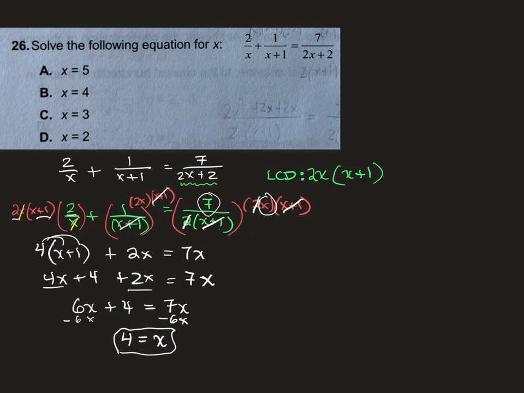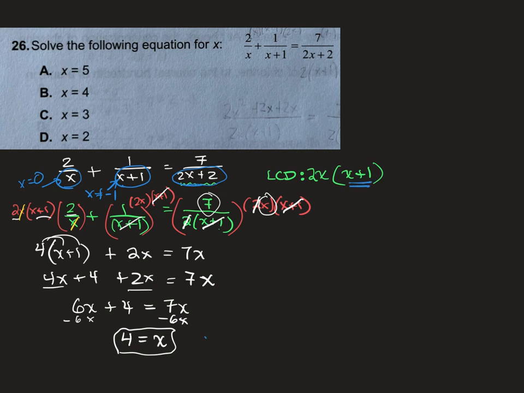Now, there is a catch. You want to check to make sure your non-permissible values or your restrictions are not the same as your answer. So if you look at your denominators, x can't equal 0 for this one because otherwise you'd be dividing by 0. That's not allowed in math. Here, x can't equal -1, again for the same reason, and it would be the same thing for the right-hand side because that actually factored into 2 and x plus 1.